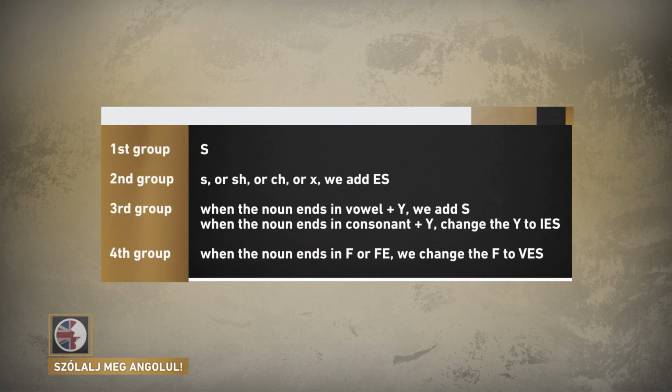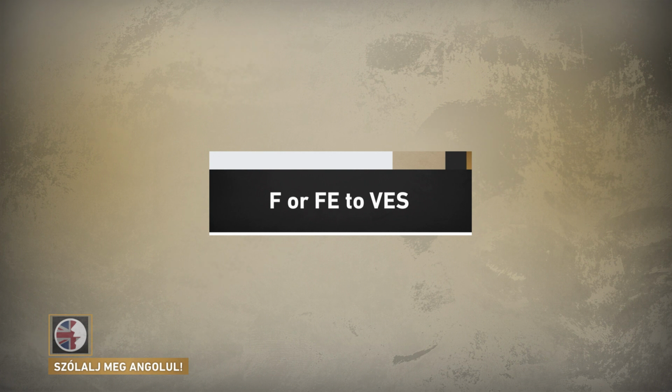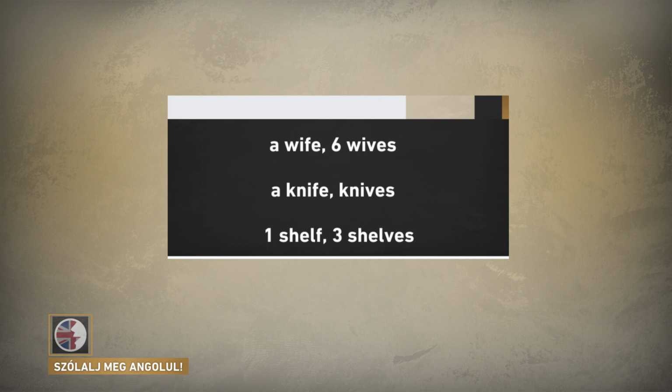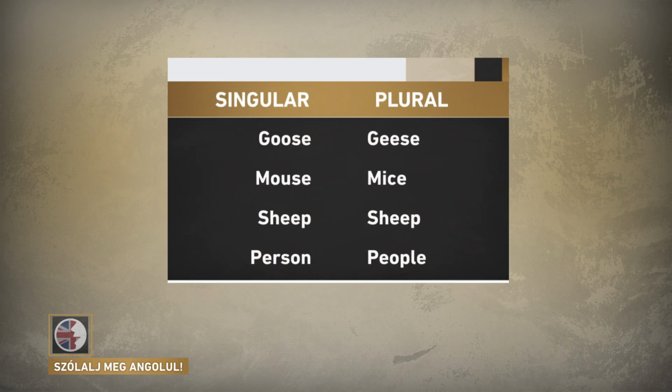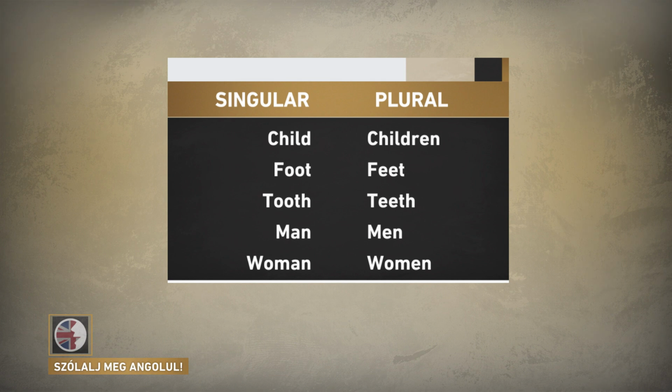Group 4 are the nouns which end in f or fe. To change these nouns from singular into plural, we change f or fe into ves. So, shelf becomes shelves, and wife becomes wives. And then we have group 5, the irregular nouns. They are illogical, so we have to learn and remember them. Child becomes children, man becomes men, and sheep becomes sheep.